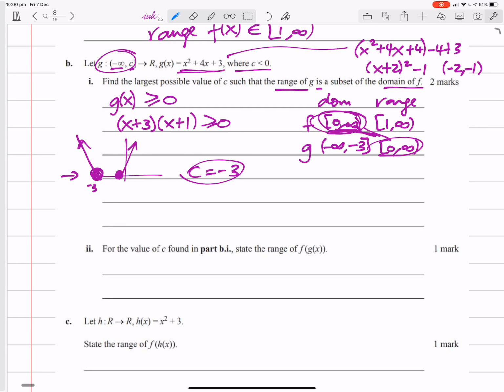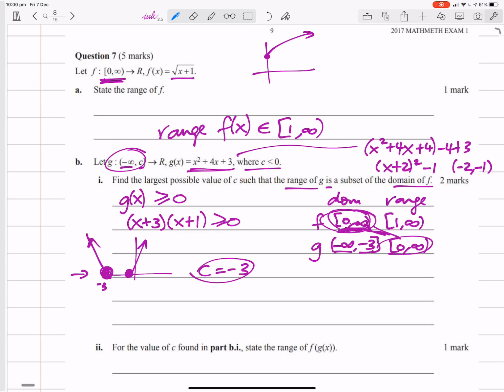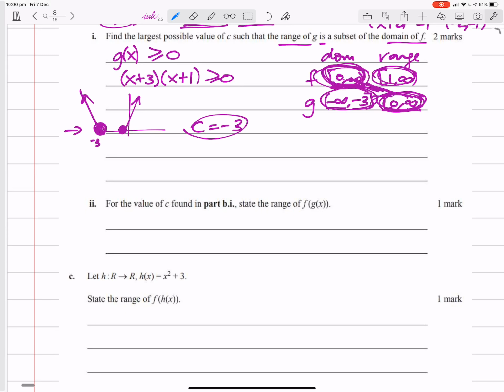Find the value of c in part B, state the range of f of g of x for the value of c. Okay, so we know if we've got these values negative infinity to negative 3, then our range is from 0 to infinity, which is the same as the domain of f, 0 to infinity, which means that our range is just going to be 1 to infinity, because these values produce this output. This output is then substituted into this function, and then that's the output from that function.